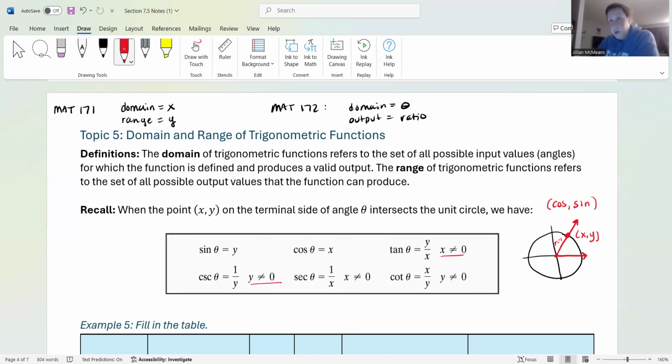Secant is the reciprocal of cosine, so it's going to be 1 over x as long as x is not equal to 0. And then cotangent is the reciprocal of tangent, so cotangent is going to be x over y as long as y is not equal to 0.